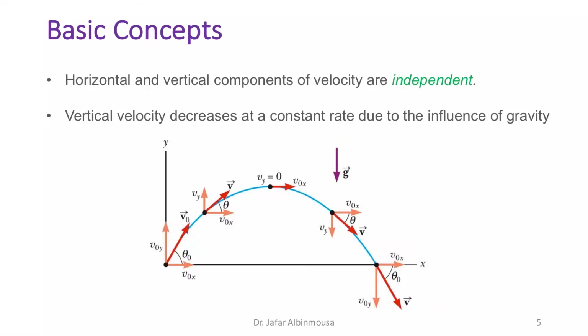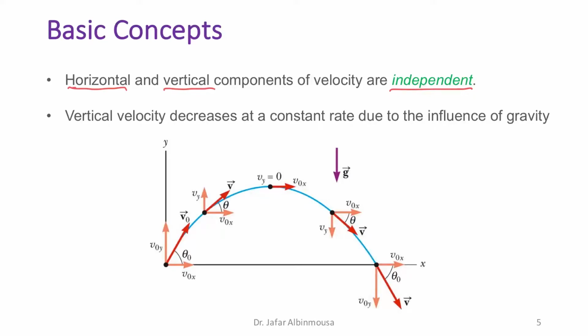This is another way to explain the previous concept. The horizontal and vertical components of the velocity are independent. They don't influence each other.